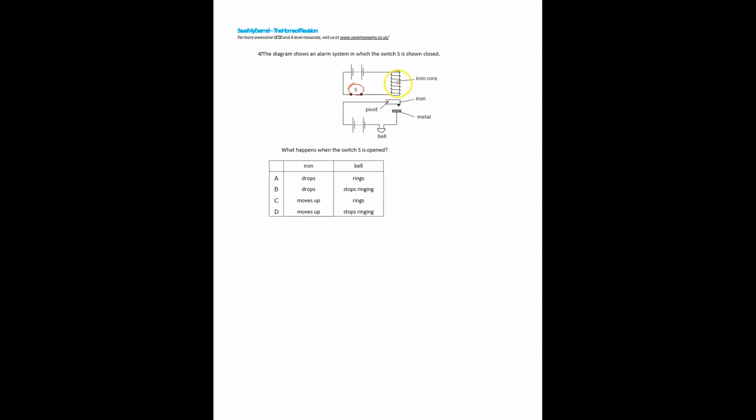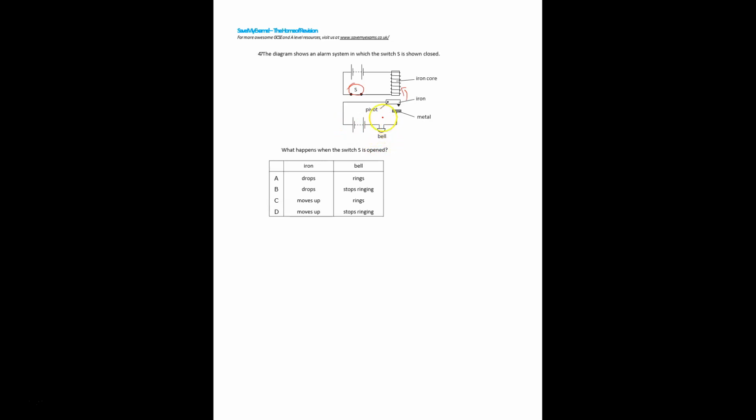So what happens? The solenoid is magnetized. It attracts the iron. There is an iron rod which is attracted by the solenoid. So what happens? Here is a gap. If here is a gap, the secondary circuit is incomplete, so the bell will not ring.